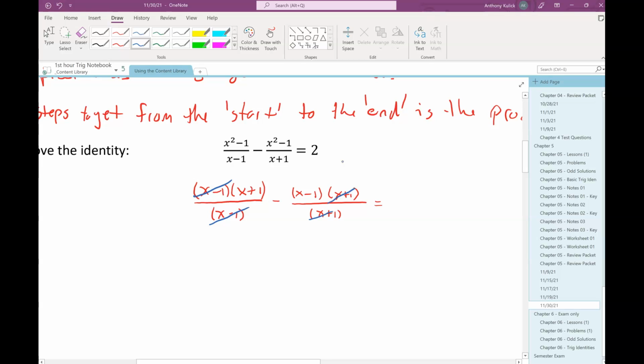Everybody okay with that? When I do that division to reduce them, what do they become when I cross them out? They don't just disappear. What do they turn into? 1s. So really I have like 1 times x plus 1 divided by 1. But that's really just x plus 1, right? And similar over here.